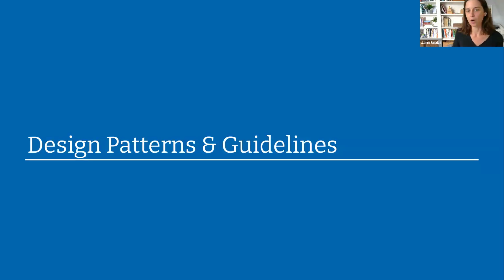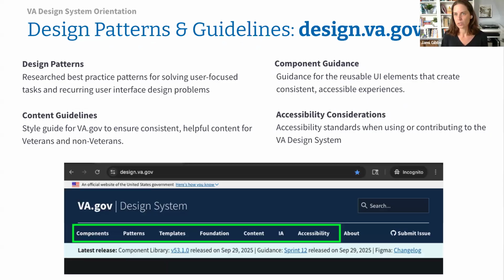So let's dive into more about what is the design system. And I'll start with the design patterns and guidelines. So as I previously mentioned, design.va.gov is the hub where you should visit to reference all of these things that we're going to go over. You'll find there the design patterns. So these are going to be the research best practice patterns for solving user-focused tasks and recurring user interface design problems. And you'll find this just on the header navigation. There'll be links to all of these things, including the patterns.